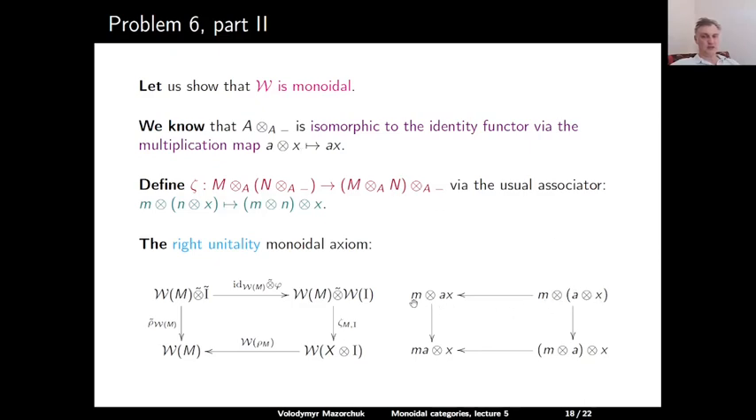which sends this element to M tensor AX. So here we have our zeta, which just rearranges the brackets. And here now we have the multiplication map, which sends us to MA tensor X. And here the vertical map sends M tensor AX to M tensor AX. Note that the category C is a strict monoidal category, so the right unitors are just the identities. But fortunately, M tensor AX is equal to MA tensor X because this is a tensor product over A. So this establishes the right unitality axiom.